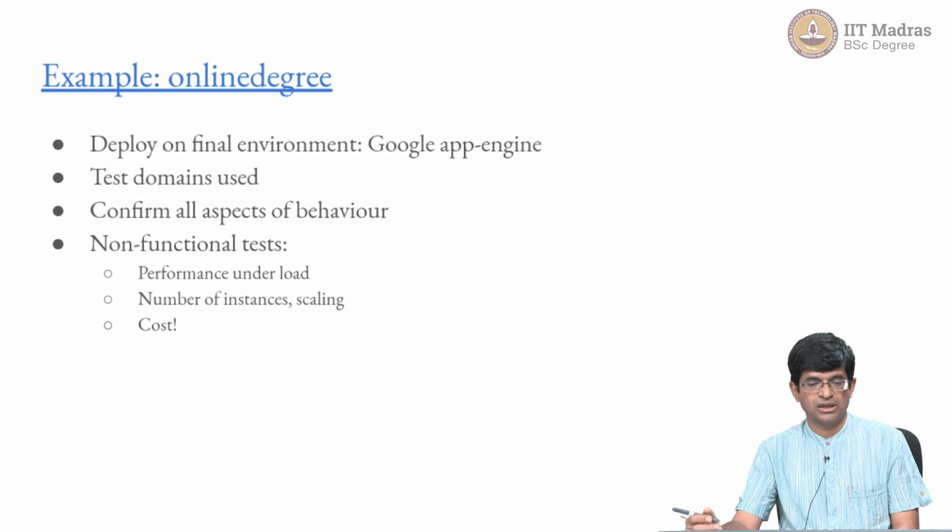Now, apart from all of this, at the system level, there can be non-functional tests. And this is not just about whether the logo shows up correctly or not. Those are non-functional requirements, right? But a non-functional test is actually about something else. A non-functional test for something like the online degree app might be what happens as the number of users increases. What happens to the response time, right? Does it start sort of failing badly? Does it become very slow? How does it scale, right?